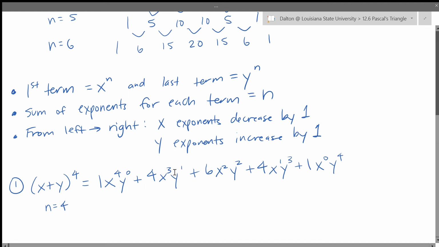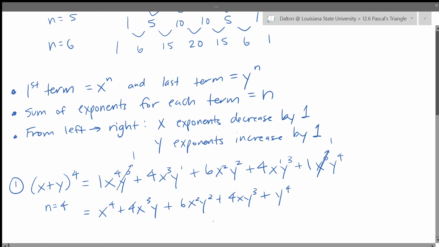And then I can go ahead and simplify all of this. So 1x to the 4th, y to the 0, anything to the 0 is 1. So this first term is just going to be x to the 4th plus 4x cubed y plus 6x squared y squared plus 4xy cubed plus, again, x to the 0 is 1. So 1 times 1, all that's just going to be y to the 4th power.